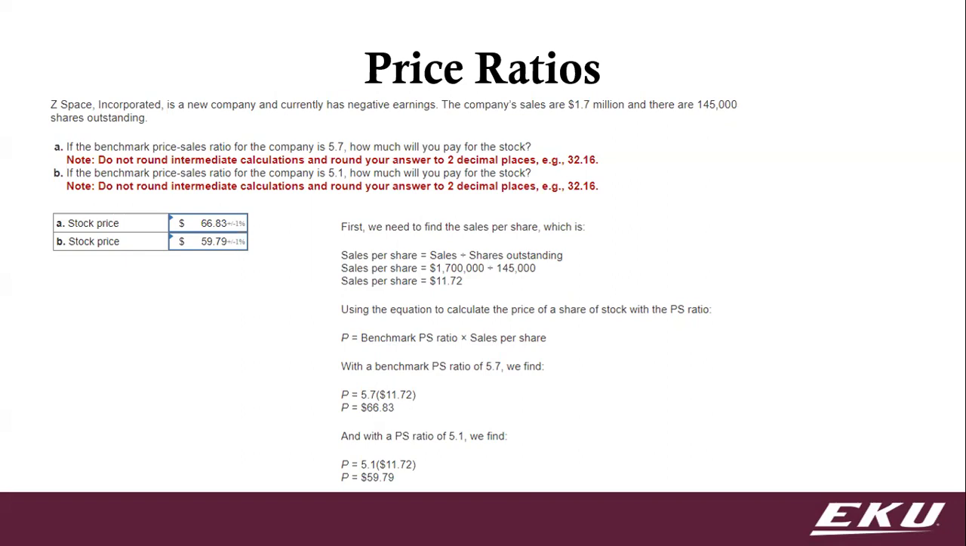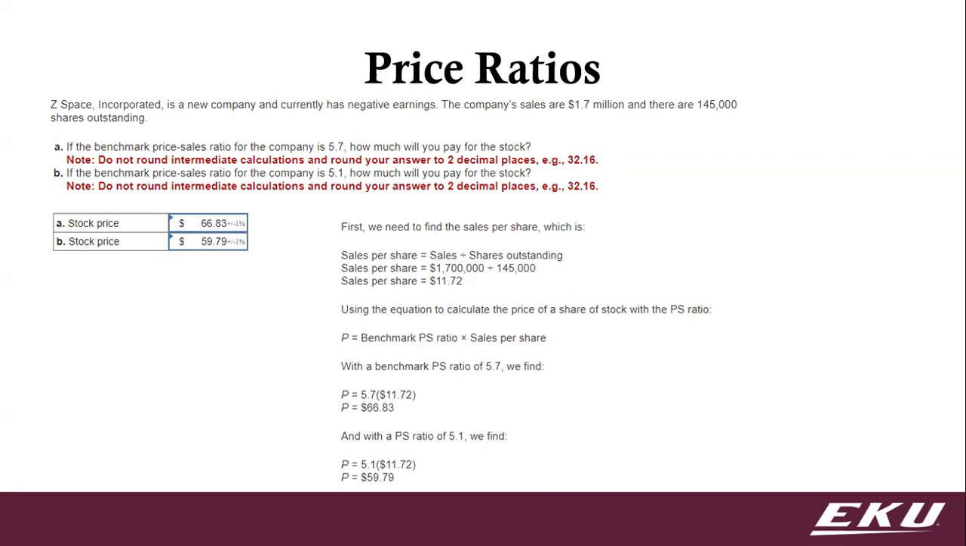So if the benchmark for price to sales is 5.7, how much do you pay? If it's 5.1, how much do you pay? The first thing you have to do is calculate the sales per share. We're told the sales was 1.7 million, and the shares are 145,000. So it ends up being $11.72 per share. Then we've got two different benchmarks to multiply it by. Multiply by 5.7, get 66.83; multiply by 5.1, we get 59.79.